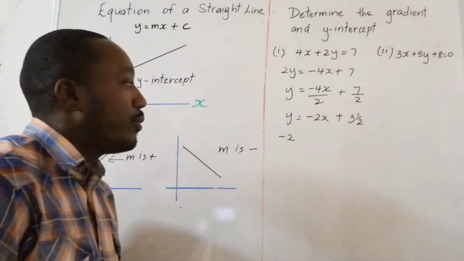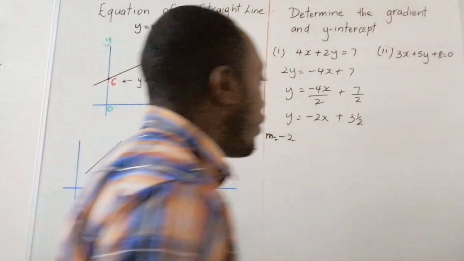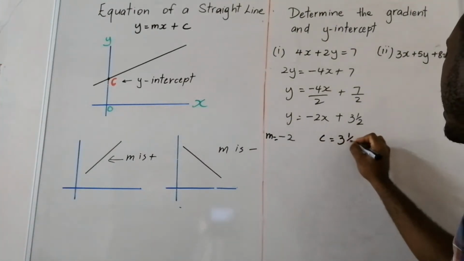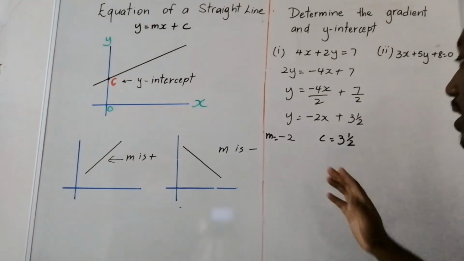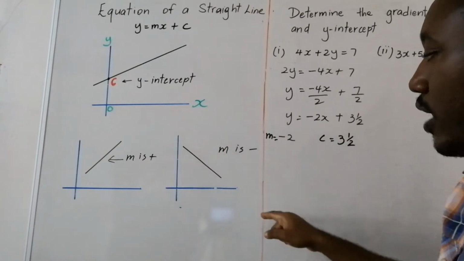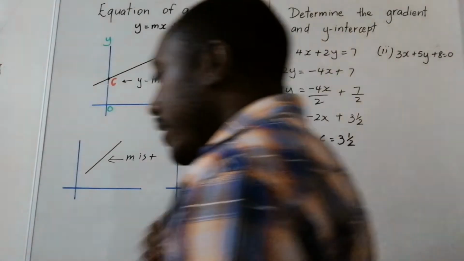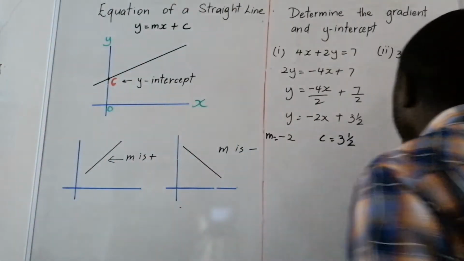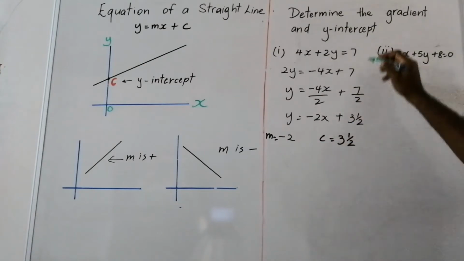The gradient will be negative 2, m is equal to negative 2, and c will be equal to 3.5. So our gradient is negative, so it means this line will have this shape, or go in this direction. Now let's do the other example, or what you could do, you could try it by yourself to see if you can find the value of the gradient and the y-intercept.